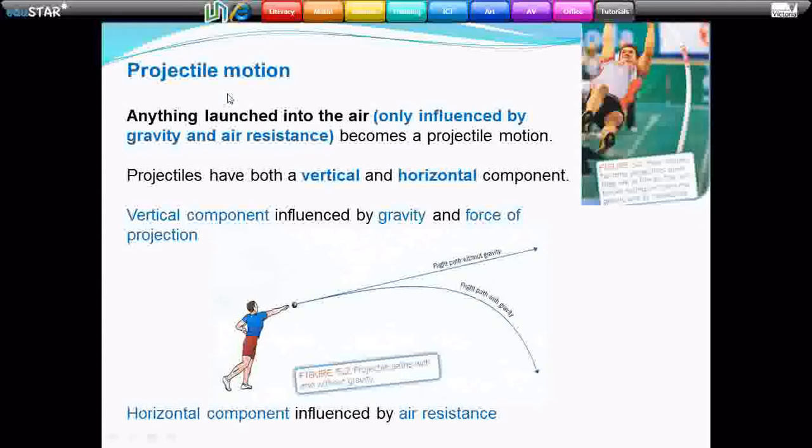So projectile motion, the definition of projectile motion is anything that's launched into the air, and the things that influence something that's launched into the air are gravity and also wind or air resistance. A way of investigating projectiles is to split it up into a vertical and a horizontal component, because they have different factors or forces which are influencing them. The vertical component is influenced by gravity. The horizontal component is influenced primarily by air resistance or wind resistance.